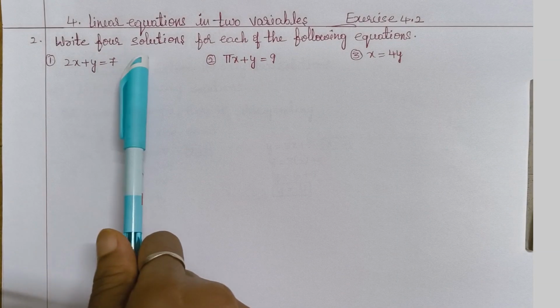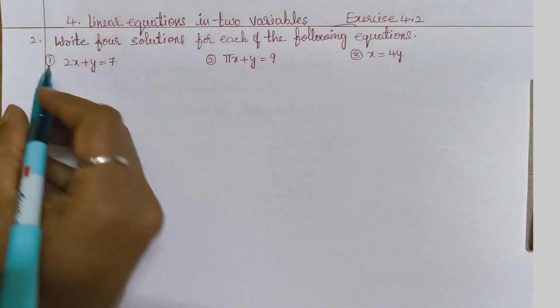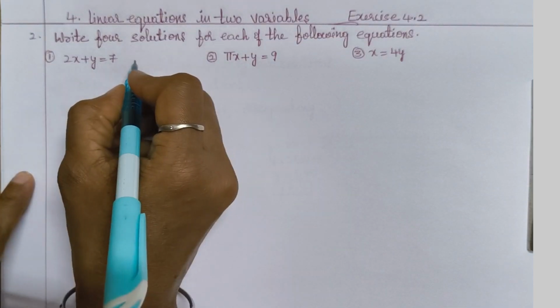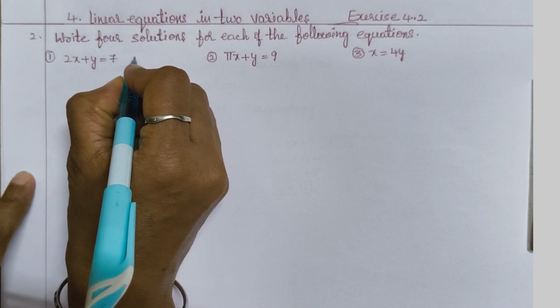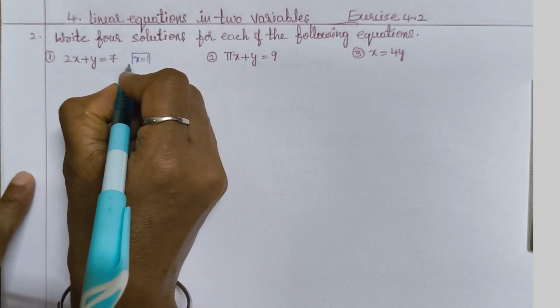Okay. Now second question: write 4 solutions for each of the following equations. See here, this is the equation. You write any 4 solutions. Whatever x value you take, you will get the y value. Now see here, I am taking x is equal to 1.